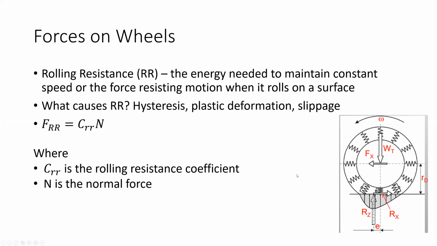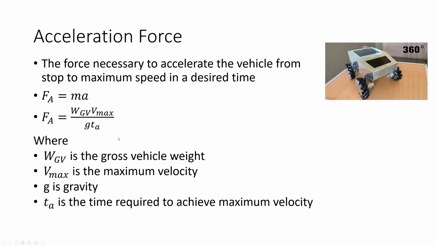Essentially, you can play around with the time required to achieve maximum velocity, and that'll change your force as well. If you want to accelerate in 1 second, you would have a certain value. But if you put it at 0.5, you need twice the force. Does that make sense?